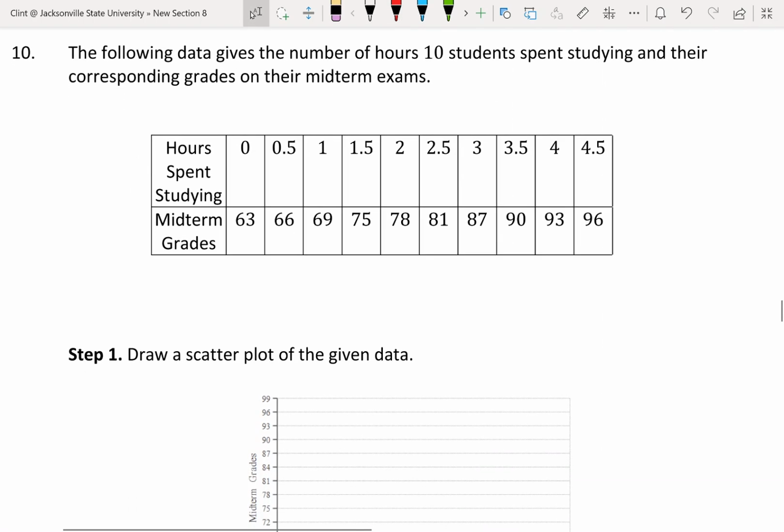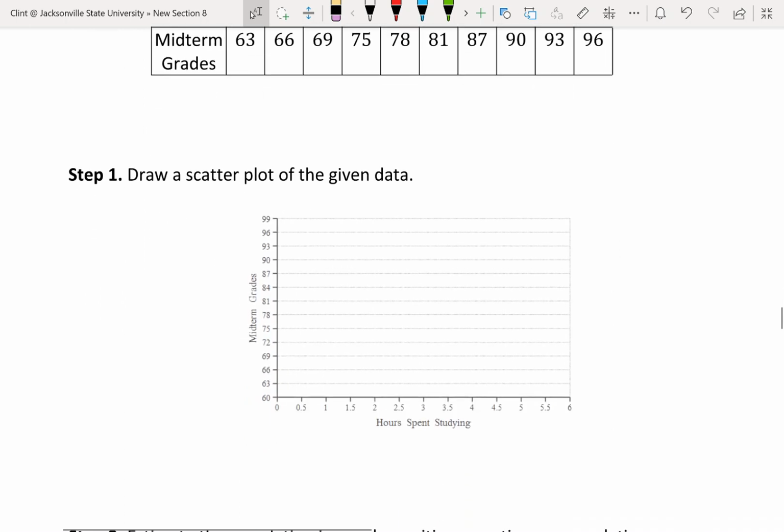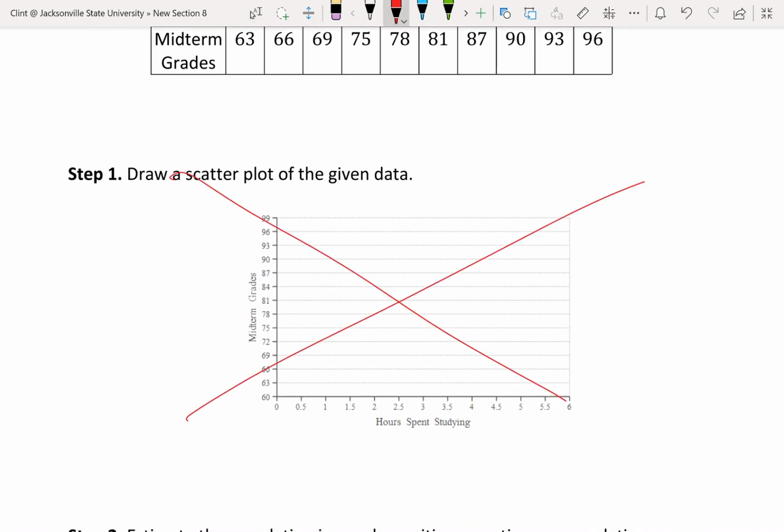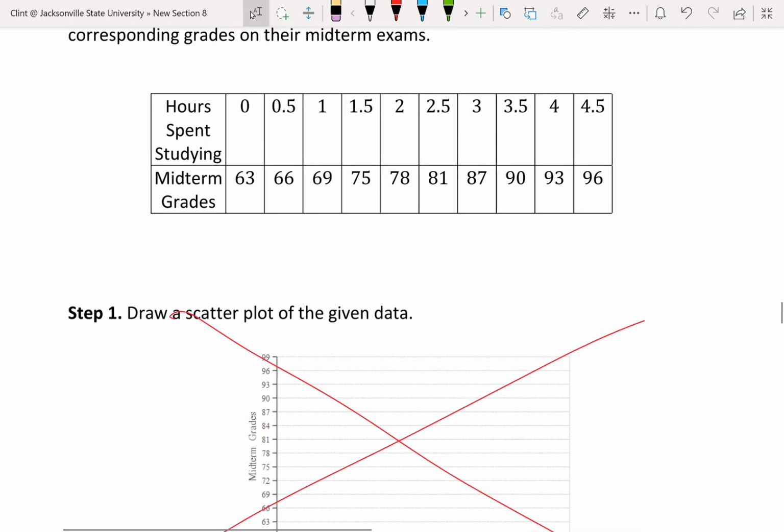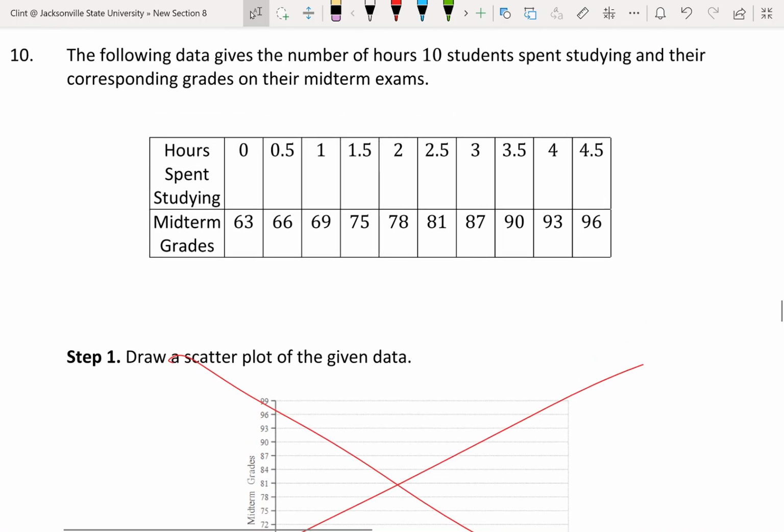Number 10, we're on chapter 12 stuff. I'm not going to make you plot out a scatter plot, so don't worry about that step. It's just plotting points. Don't worry about that one. We got our table of data here.